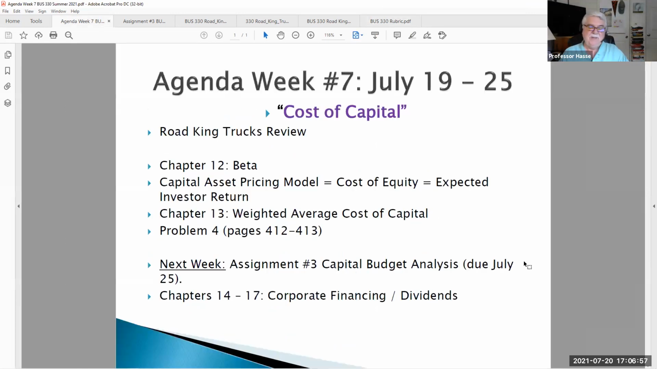So there we are. Week 7 has begun, and this is our last week of talking about capital budgeting and cost of capital. We're wrapping it up this week with assignment number 3, and now you have all the necessary material to begin the Road King Trucks case. The Road King's case will be discussion of our week number 8, along with corporate finance, and also we will have that review session on July 31st.